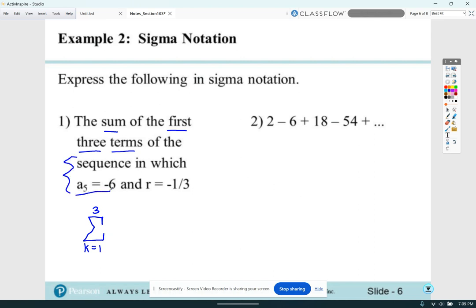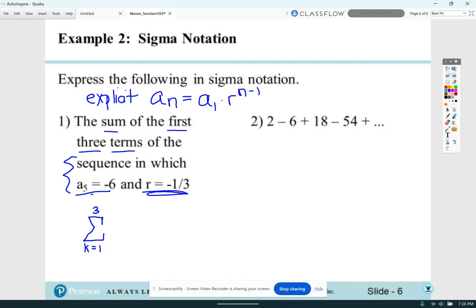Now they gave me the fifth term, and so I'm going to use my geometric, this is the explicit formula for the general term of a geometric sequence. I know this one's geometric because they give me a common ratio, and so that's a sub 1 times r to the n minus 1.